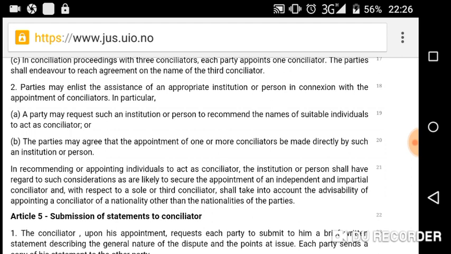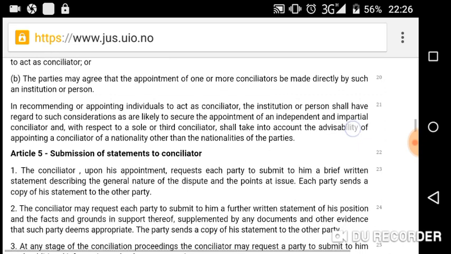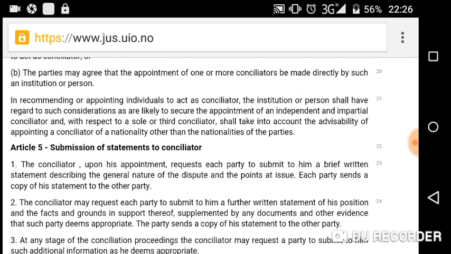act as conciliator. The names will be recommended, because the person who can be appointed as conciliator. The parties may agree that the appointment of one or more conciliators may be made directly by the institution or person. Then comes in recommending or appointing individuals to act as conciliator, the institution or person shall have regard to such considerations as are likely to secure the appointment of an independent and impartial conciliator, and with regard to a sole conciliator, shall take into account the advisability of appointing a conciliator of a nationality other than the nationalities of the parties.